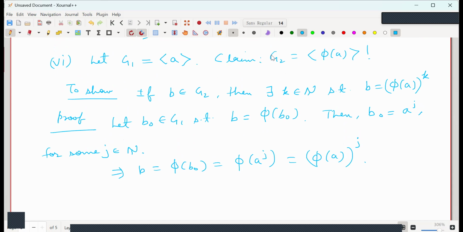Sir, what is the point where surjectivity is used here? When we write phi of B0 is phi of A or G, so you can write every element as phi of B naught. Here the surjectivity is used for this step.